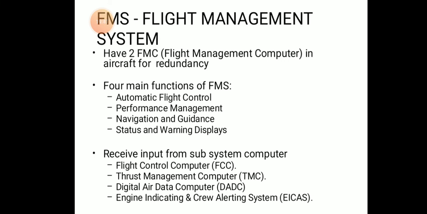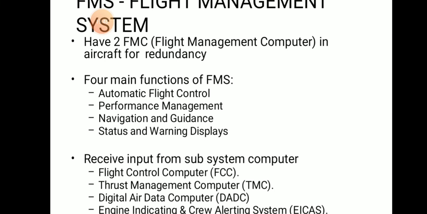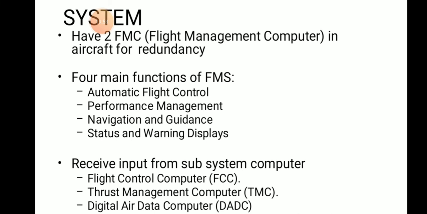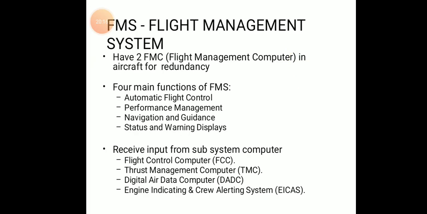Four main functions of the FMS, flight management system. One is automatic flight control. Second is performance management. Third is navigation and guidance. Fourth is status and warning display. Second, it receives input from subsystem computers: flight control computer FCC, thrust management computer TMC, and digital air data computer DADC.